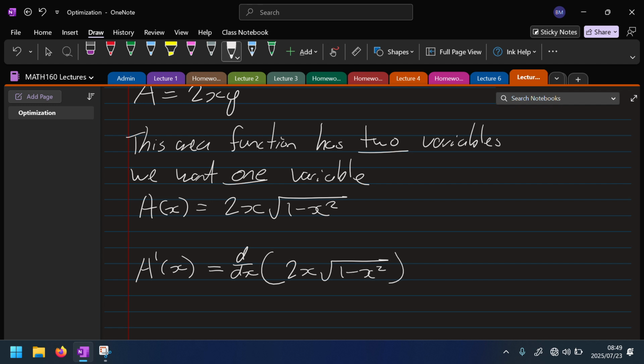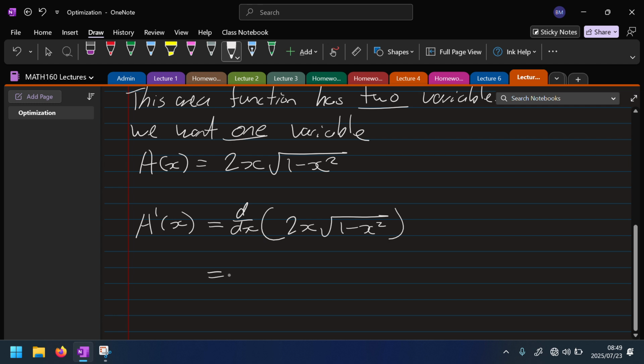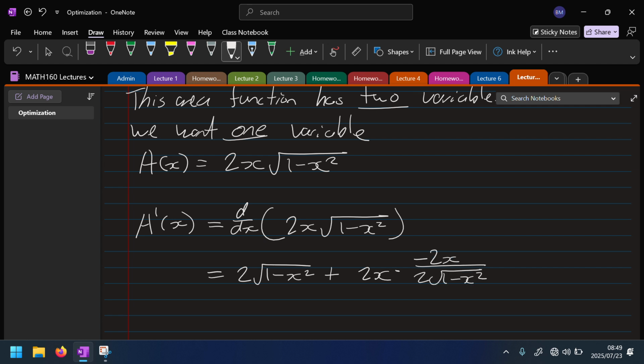Now we've got a product of two functions. We've got 2x as our first function, root 1 minus x squared as the second function. So product rule. This is going to be equal to, we derive the first one, the 2x, so that will just be a 2. Second part stays the same. Plus, we leave the first part alone, so 2x stays there, times the derivative of the second one. We've done that quite a lot last semester.